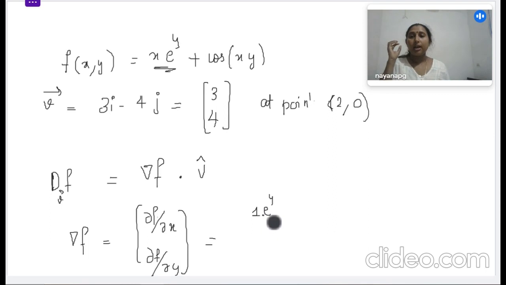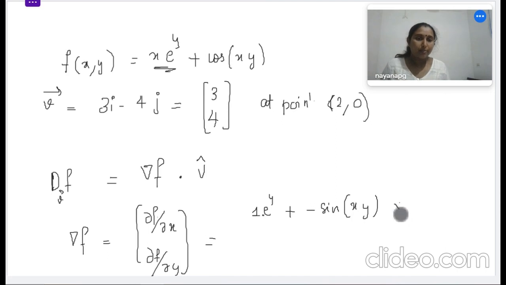And we only need to differentiate the variable x. What about the derivative of cos? The derivative of cos is negative sine xy, and we need to differentiate xy. The derivative of xy with respect to x is 1 times y, since y is constant. So it is y.